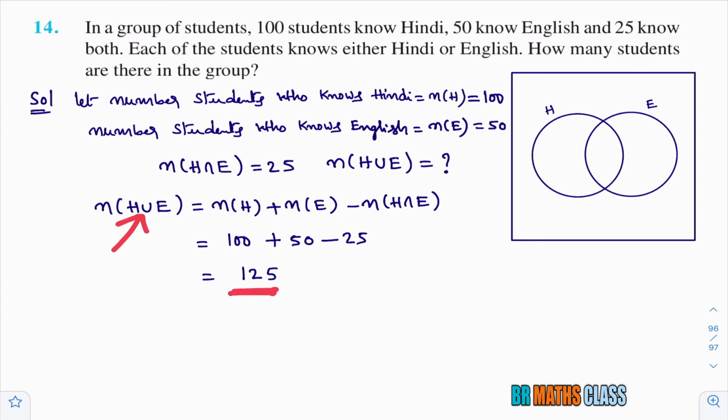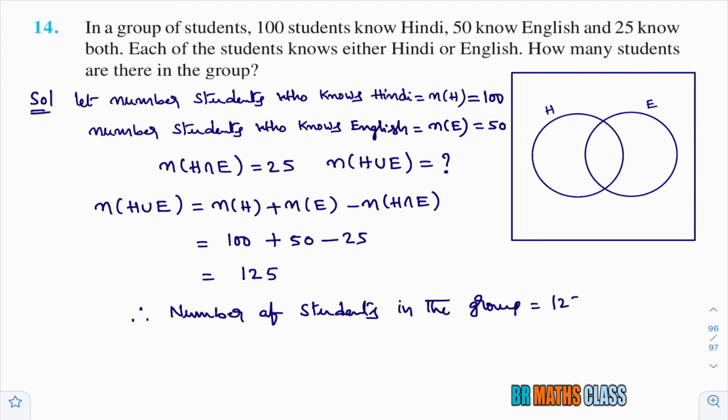From this we can say the number of students in the group is 125. Therefore, I conclude that the number of students in the group equals 125. I hope you understand this solution.